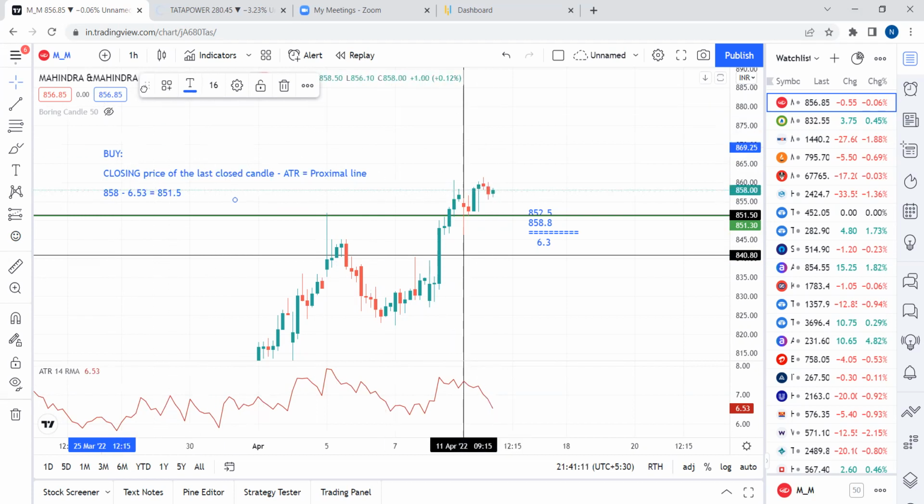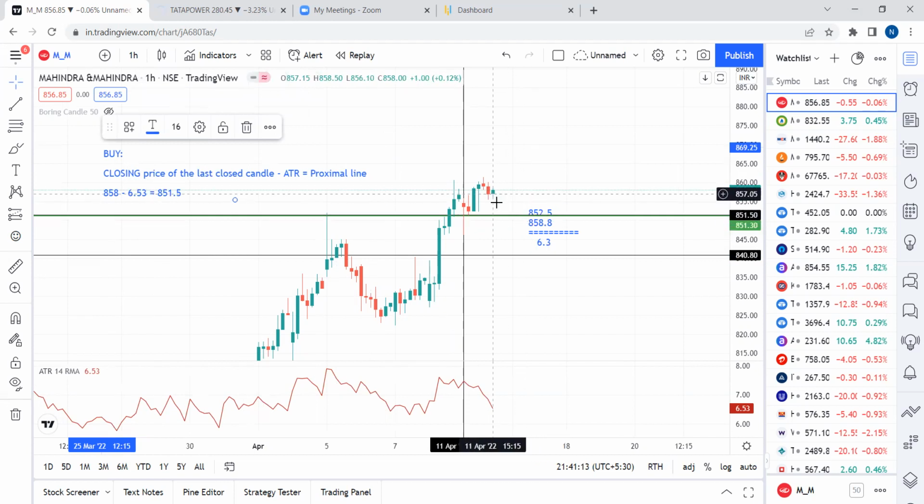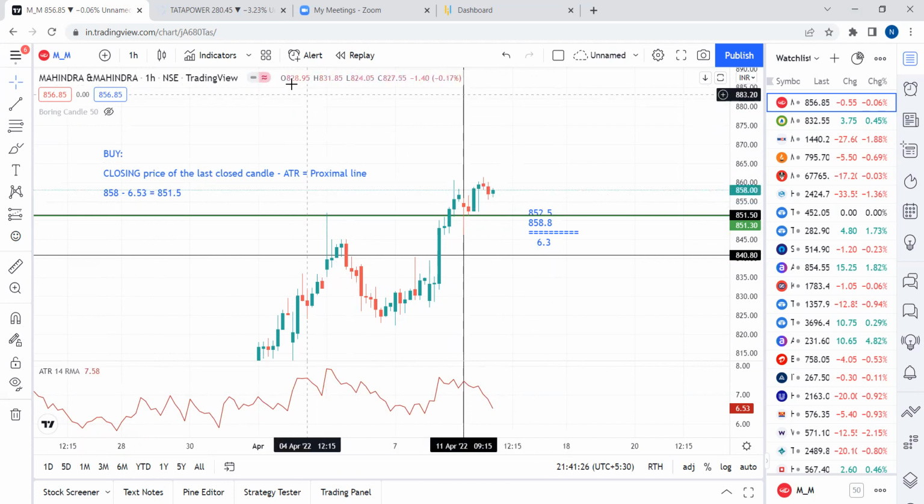Closing price of the last closed candle. What is the closing price, Prince? 858. Okay. That's why OHLC data is very, very important. So you can easily read the numbers from here rather than marking and then reading from here. So 858. Now what is the ATR?